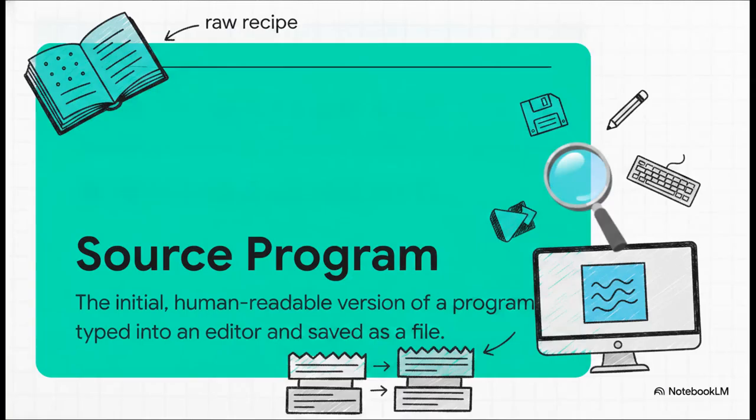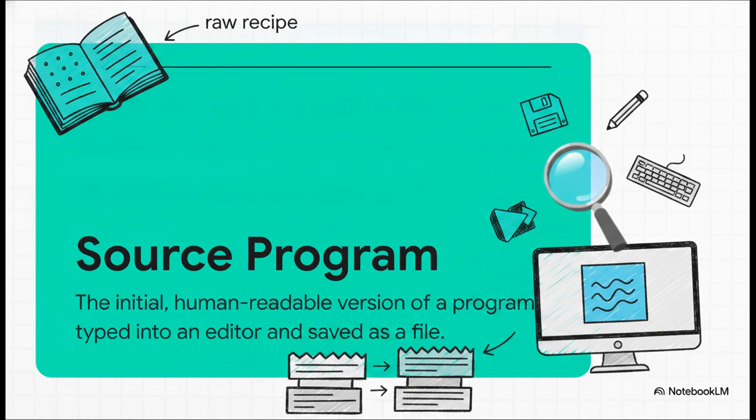Okay, let's lay down some absolute foundational concepts before we type anything. We need to understand how the English-like text that we type actually gets understood by your machine, because it's a pretty fascinating process. The crucial starting point is this. When you write code, you are creating what is called a source program. This is simply the initial, human-readable version of a program that you type into an editor and save as a file. And for C++, that file usually ends in .cpp.